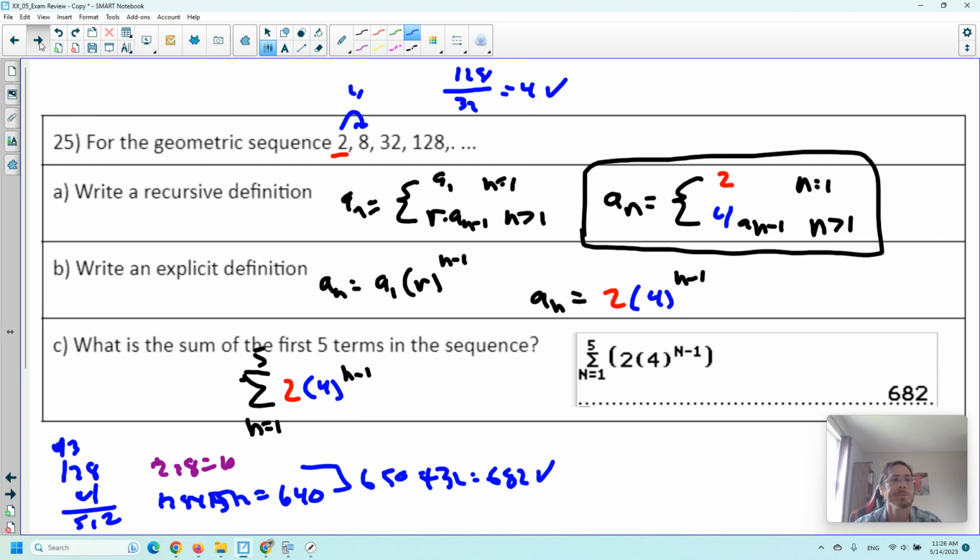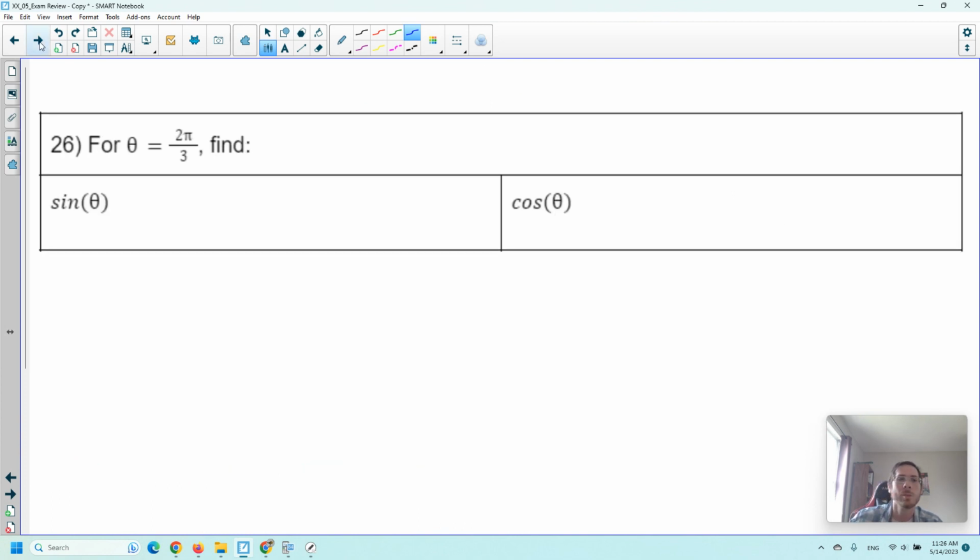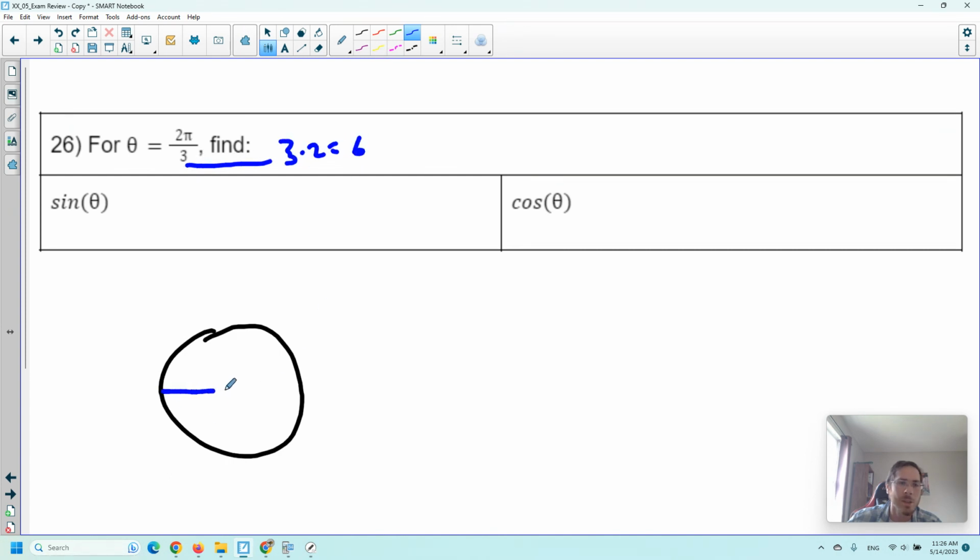All right, 26, theta is 2 pi over 3. We have to find sine and cosine. So since we've got 2 pi over 3, we're going to go ahead and sketch this out. It's not a great one, but we'll deal with the circle. So remember the idea here is we've got 3 on the denominator. 3 times 2 is 6. So I want to make 6 slices.